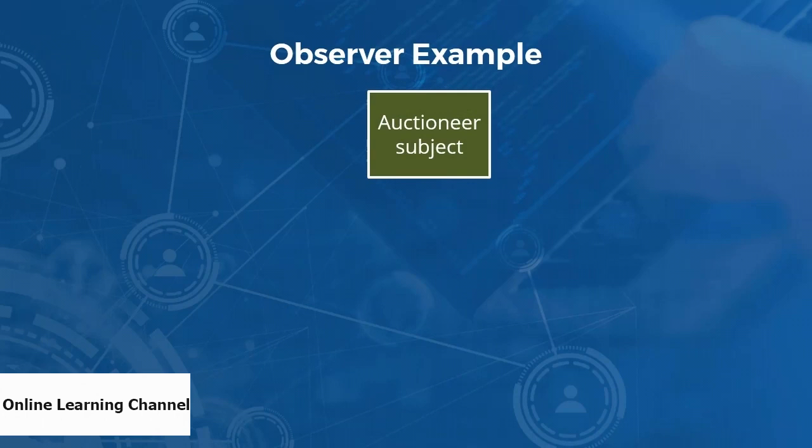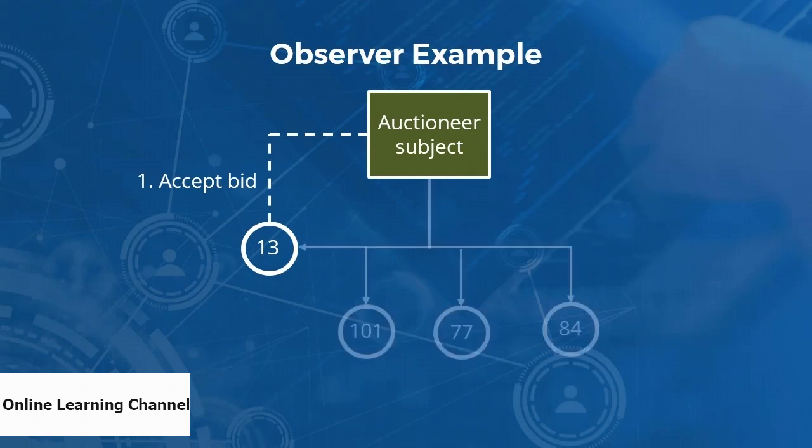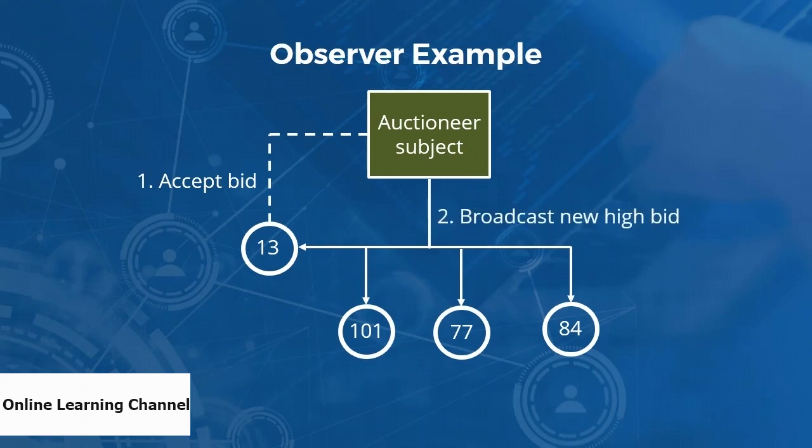Now, let's say the auctioneer accepts some high bid, which comes from bidder number 13. Once the bid is accepted, this becomes the new high price. The auctioneer then broadcasts or notifies all of the other observers of this new high price. This new high bid is then broadcast to the bidder observers. The bidder observers can then choose to react or not.